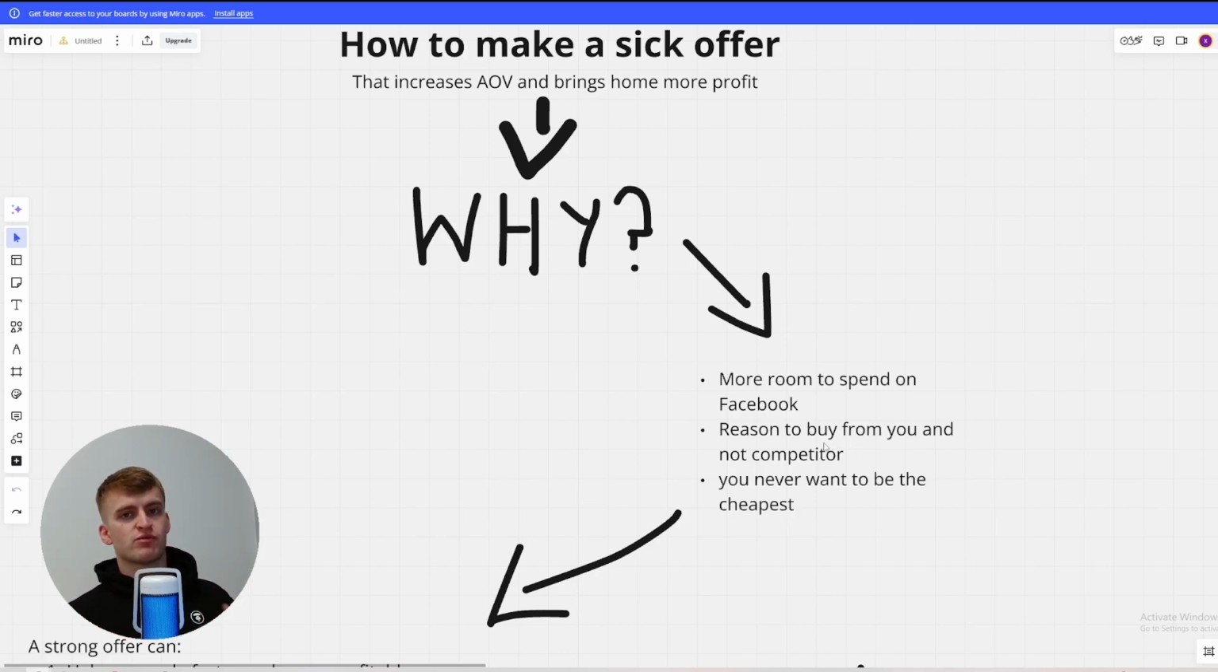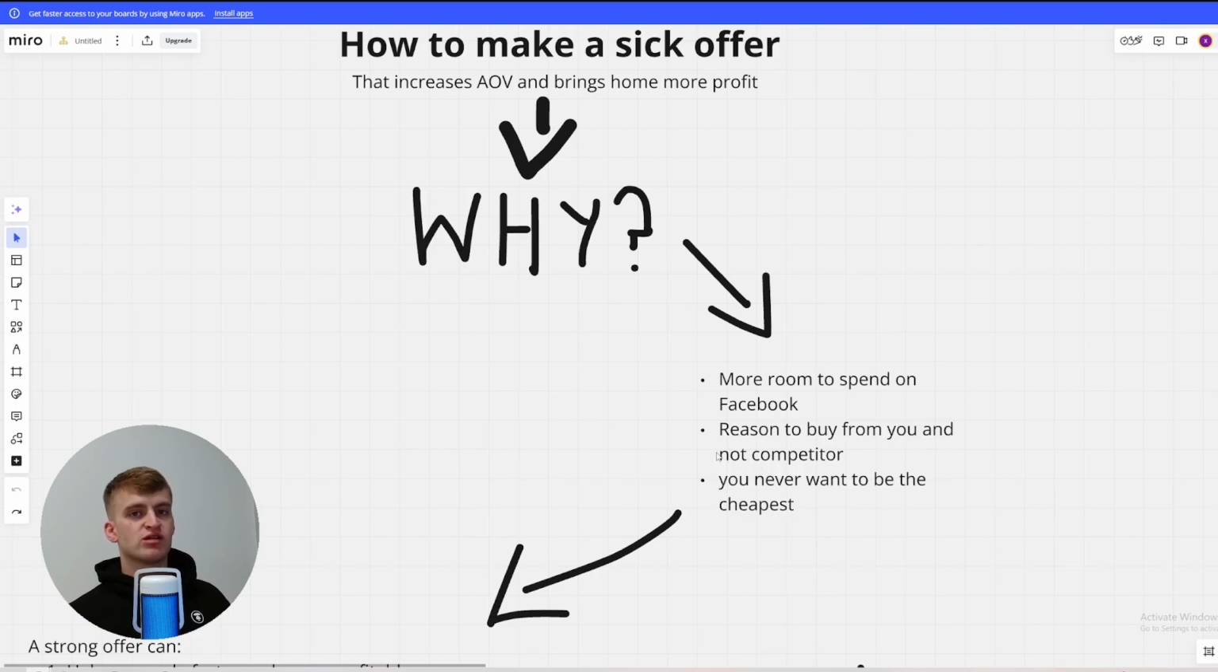It also gives people a reason to buy from you and not a competitor. A lot of people will go to Amazon. They might see your ad, they might go on your website, but they don't trust it. There's not a compelling offer that's different to the rest, so they'll just go on Amazon, get next day delivery. It's going to probably be cheaper as well. They'll just buy it from there.